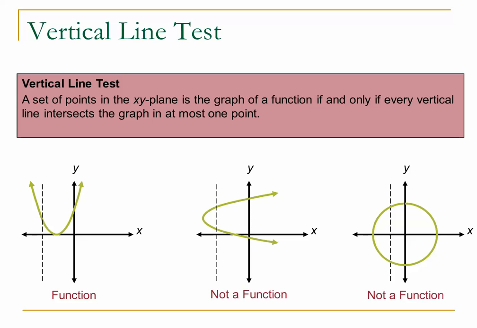Also, we have a circle. If you have a circle, you can draw a line anywhere through that graph and you're going to intersect at least twice. Twice for sure. In some cases, maybe just once. You might only be tangent. So this is not a function.